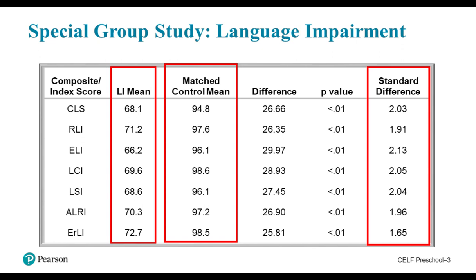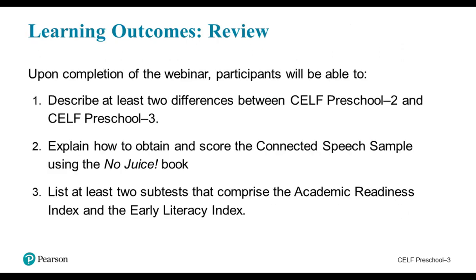And the standard difference, if you look at that effect size, we're looking to see if those coefficients would be 0.80 or greater, which would tell us that those effect sizes are large. And you'll notice in the standard difference column that all of those effect sizes are greater than 0.80, indicating that the performance of the children who were already diagnosed with a language impairment was significantly lower than that of children in the matched control group. So again, indicating that the tool is going to contribute to information that we need to diagnose children with language impairments.